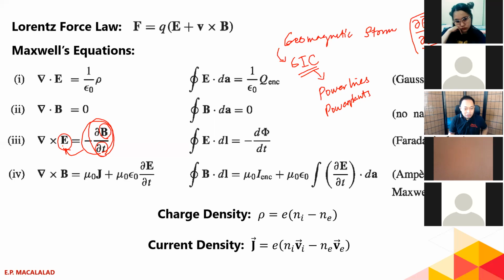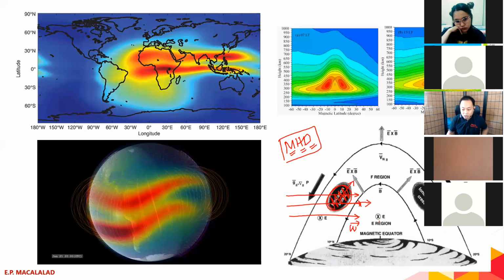And the primary natural electric field that is affected is this equatorial electrojet. So that's why this is very important. This equatorial electrojet is very important for GIC. And as you will notice here, the Philippines is in that region.